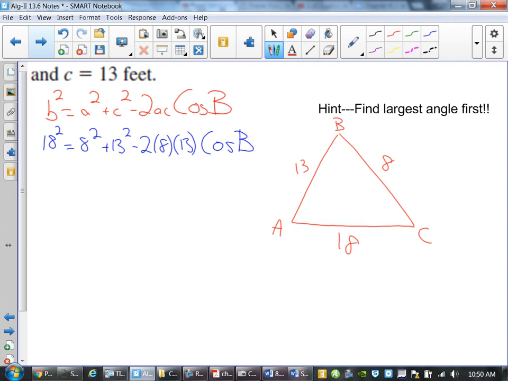Do not try to put all this in the calculator at once. You will get it wrong. Okay? What I want you to do is see that you have 18 squared, then you have this part being added together, then you're subtracting this part being multiplied together. So figure out this, this, and this, and write it down, and rewrite the problem.